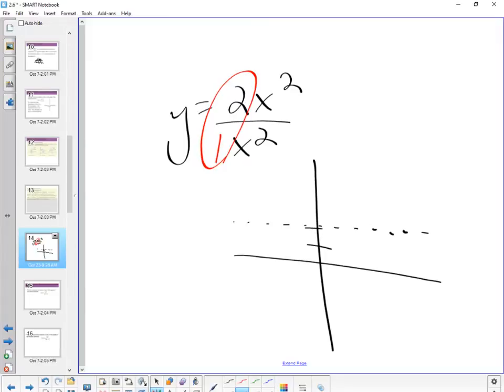Questions? Go ahead. Was there more than one horizontal? Can't have that, because there's only those rules. It's going to be where it's less than, where it's equal to, or it's greater than. Okay? Questions on this?